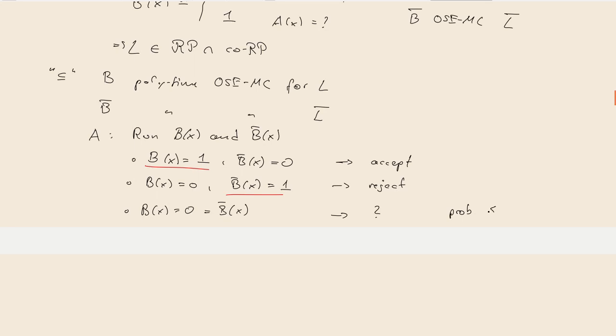But this only happens with probability at most 1/2, because in either case, if X is in the language, then the probability for the first event must be at most 1/2 by definition of one-sided error Monte Carlo. Whereas if X is not in the language, then the probability that the second event holds is at most 1/2. So in any case, the probability is at most 1/2. Well, and there's the fourth case. If we just look at the outcomes, but this is actually impossible. So if both algorithms say, I'm sure that this is in the language, I'm sure this is not in the language, there must be something wrong. So for correct algorithms B and B bar, this can't happen.